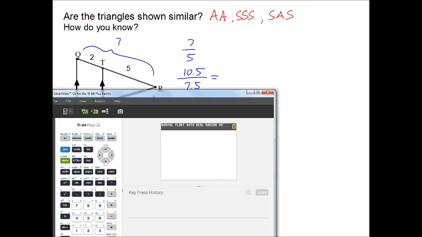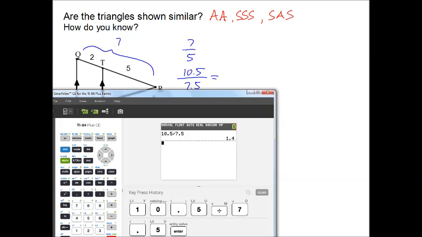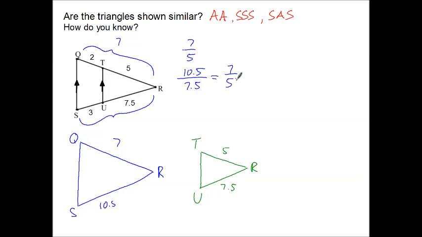We can put 10.5 divided by 7.5, and then let's look at that answer and convert it back into a fraction, and we get 7/5. And these two ratios are indeed the same. So we have two pairs of corresponding sides that are proportional.